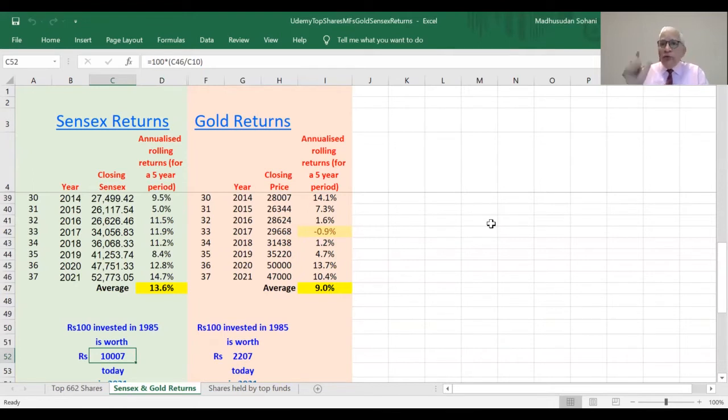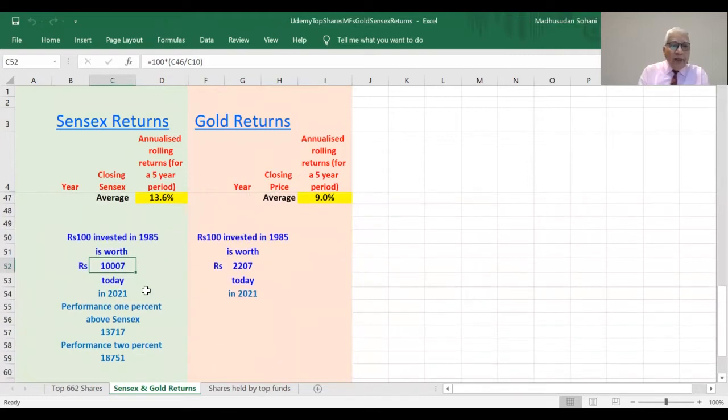So 100 times growth, 100 has become 10,000. So 100 times growth has happened. Similarly, in gold, if you had invested 100 rupees in 1985, that would have been worth 2,207 rupees. That is 22 times growth versus 100 times growth. So there is no sense in comparing the Sensex and gold return. Sensex offers returns which are more than 450% of the returns offered by gold.